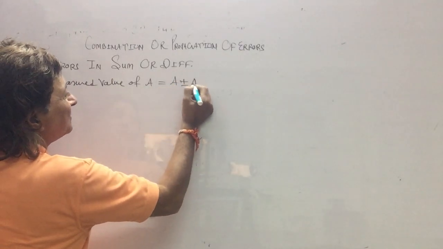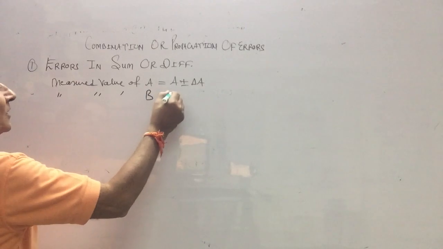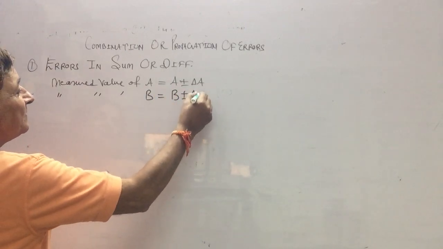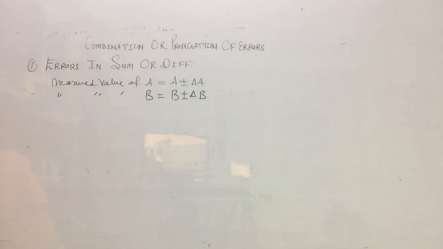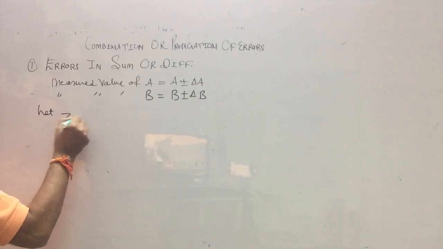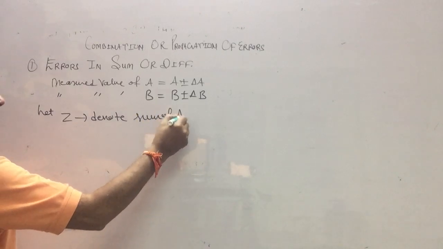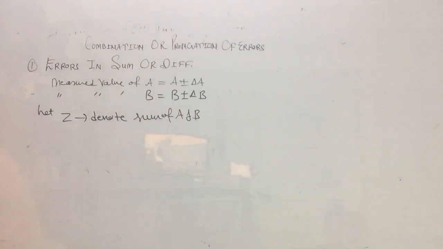Which law it is? Gaussian's law of distribution. Measured value of B, that is B plus minus delta B. Let Z denote sum of A and B, and delta Z.